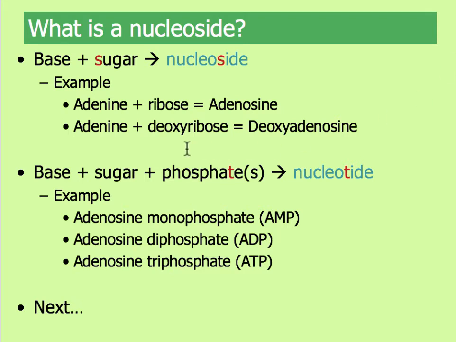So, in summary, a base plus a sugar is called a nucleoside. Examples of nucleosides will be adenine plus ribose and adenine plus deoxyribose. Once you add the phosphate, then the nucleoside becomes a nucleotide, the building blocks of nucleic acids. In this case, adenosine monophosphate would be AMP, adenosine diphosphate would be ADP, and adenosine triphosphate would be ATP.